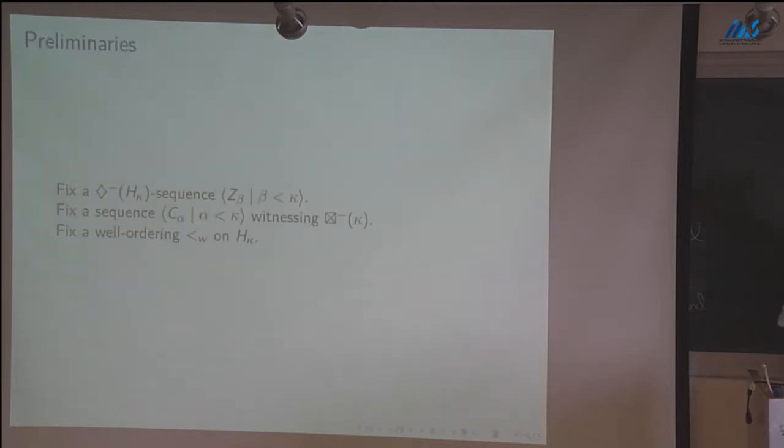What do we have next? All right, so we're going to start on building the tree. Preliminary, so we fix our diamond minus h kappa sequence as we've just been talking about. We fix a C alpha sequence witnessing our new axiom that we mentioned before. And we fix an arbitrary well ordering.